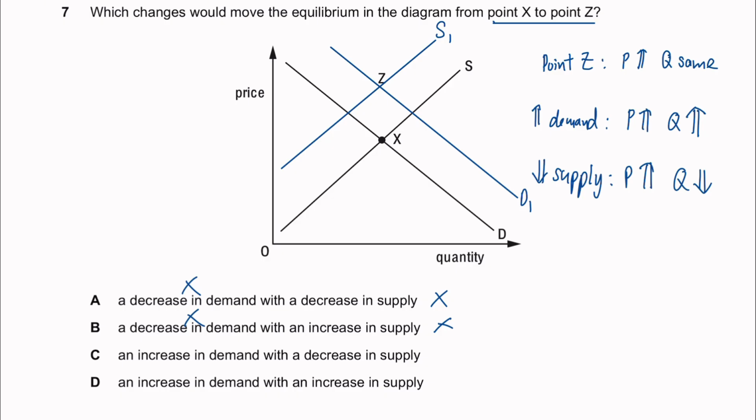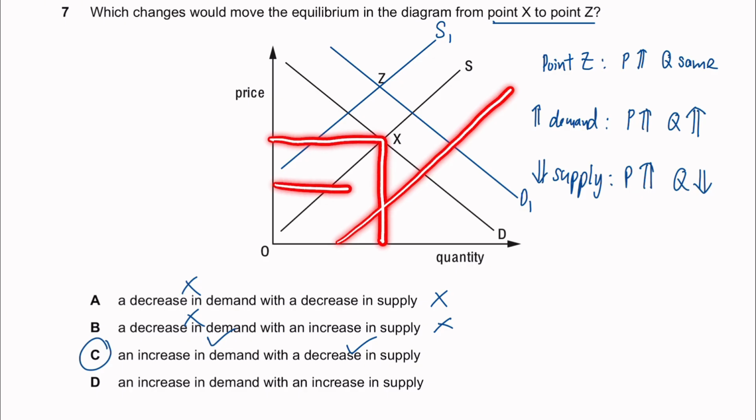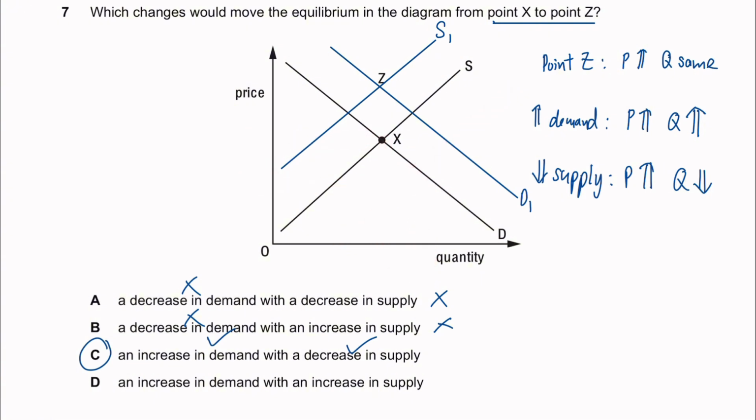So yeah, we know that this one is the correct answer. Okay, it's C. And the same, why can it not be an increase in supply? When there's an increase in supply, you can see that the price actually goes down because this is the new equilibrium point. So price goes down. By seeing this, the price reduces. It's not what we want. So answer is C.